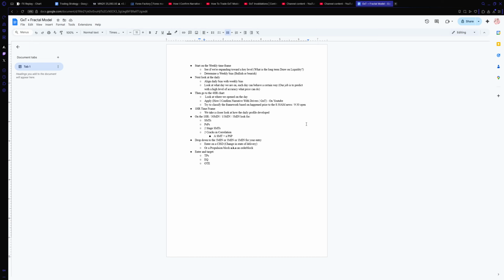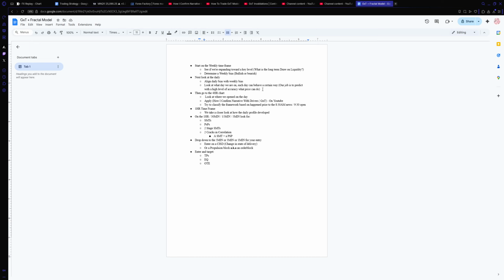but I might need to see a two-stage SMT. So I might need to see two SMTs. Whoa, why can't I speak? I might need to see two-stage SMTs. I might need to see an SMT and a PSP, along with a change in state of delivery. So I'm using maybe 2 to 3 things to confirm that we're really going up. So that's basically just it.